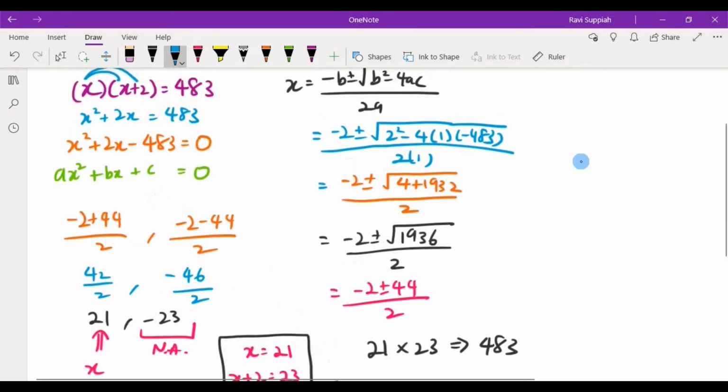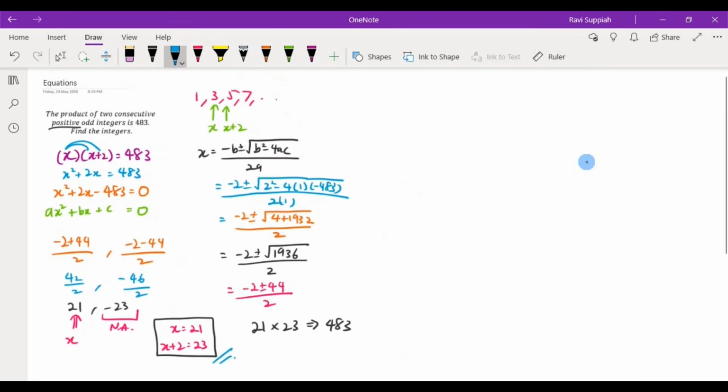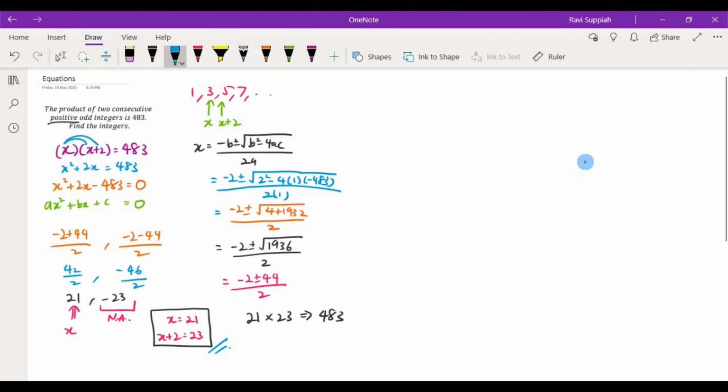I hope that this video has given you a good idea how to approach this question. As long as you understand the question and are able to derive an equation from the information given in the question, then the rest is your standard quadratic equation factorization and solving process.